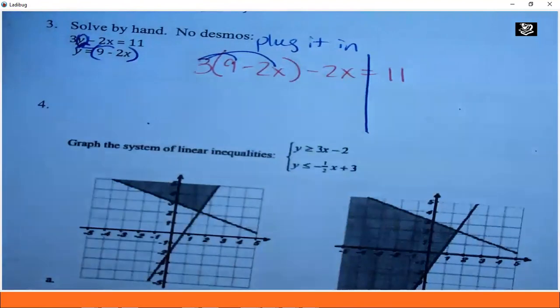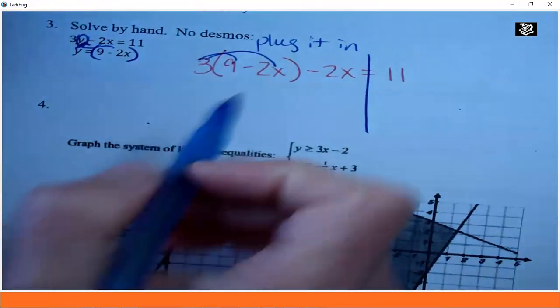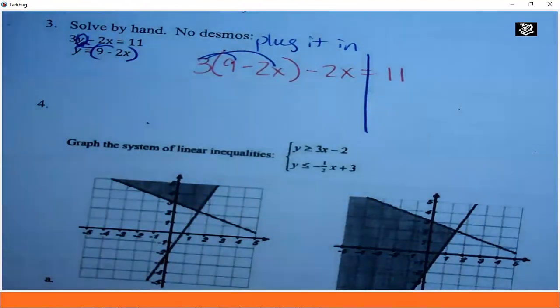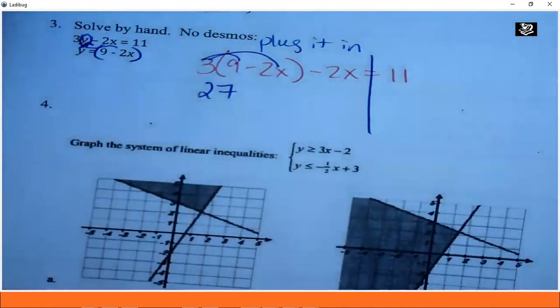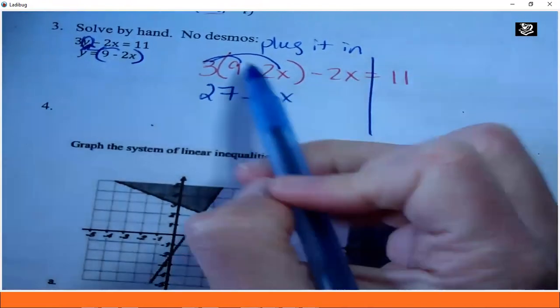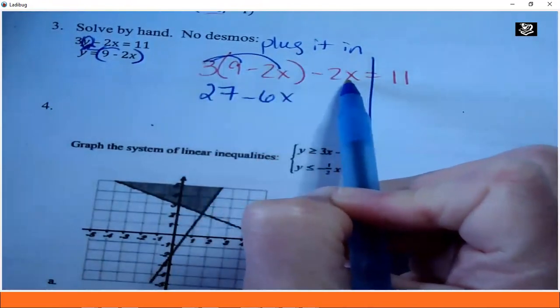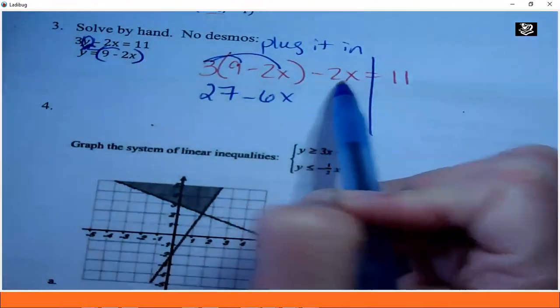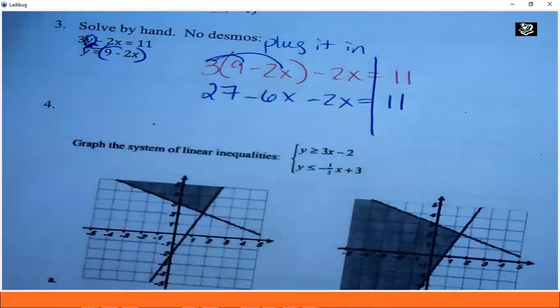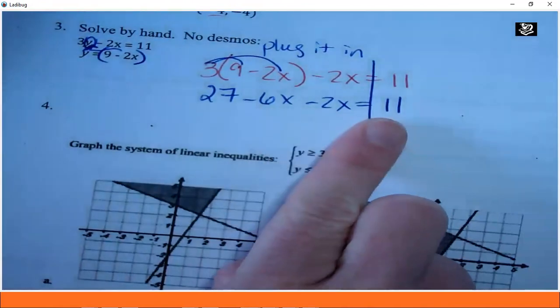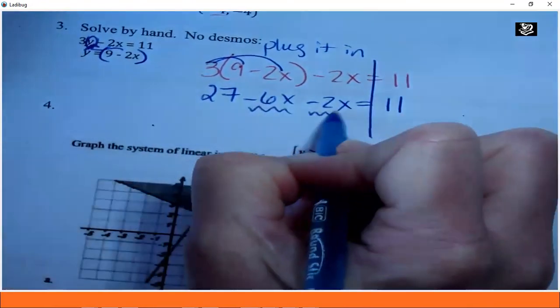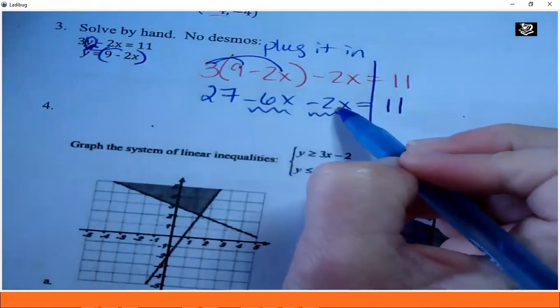All right, this one's no calculator. Makai, what is 3 times 9? 27. Very good. Caleb, 3 times -2x? -6x. Good. Liam, do I multiply the 3 by the -2x, or do I drop this one down? You drop the -2x because it's not in the parentheses. Very good. Lindsay, what do you do next right here? You combine this -6x and -2x.